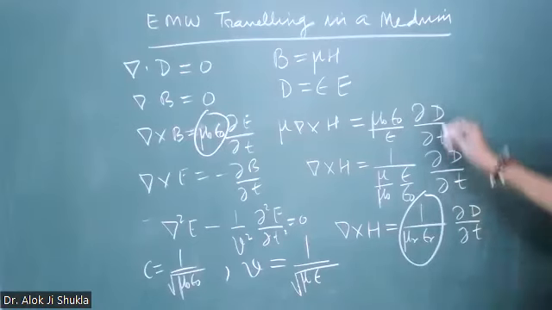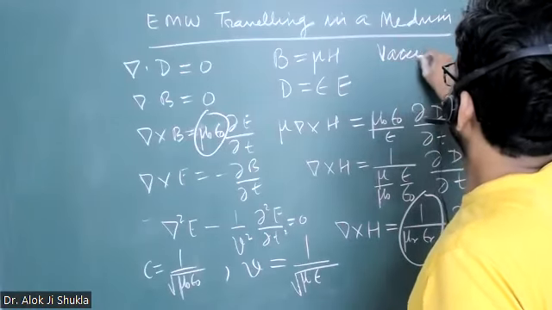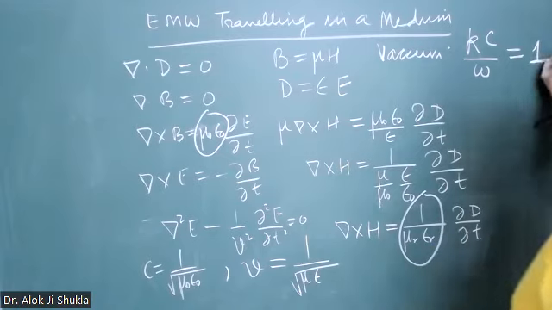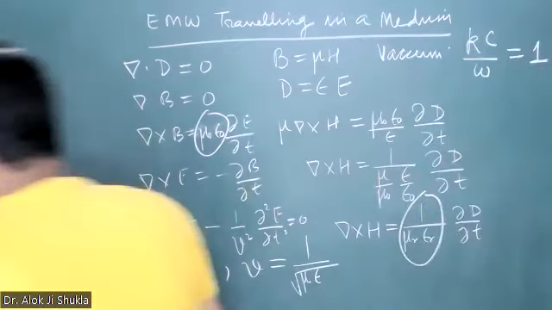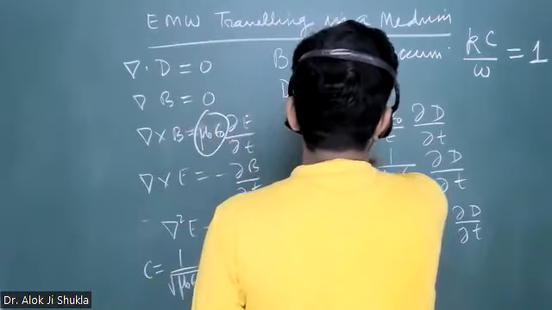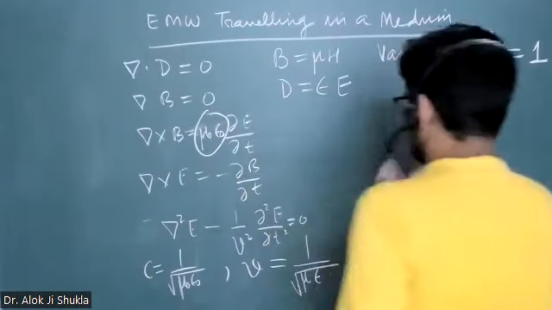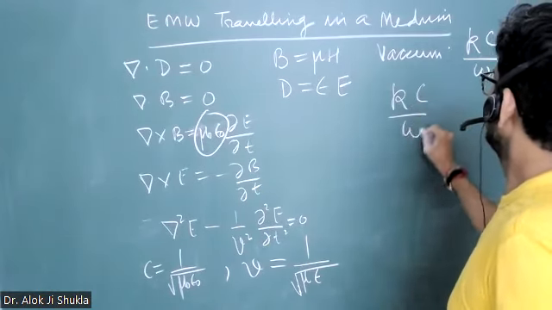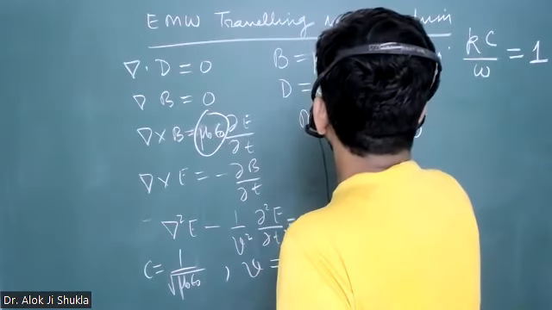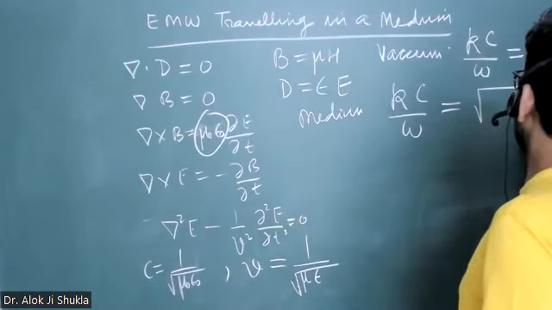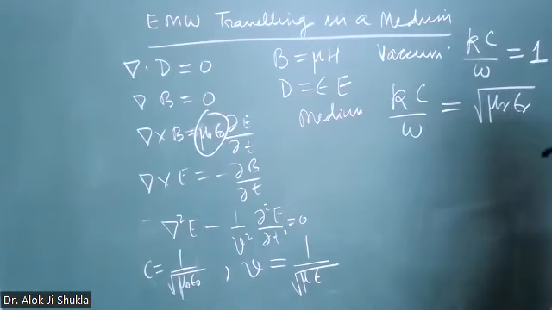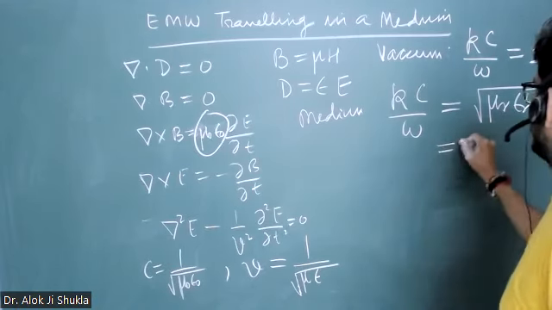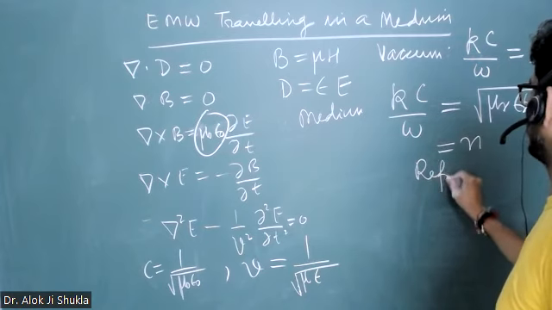So जो पहले वैक्यूम में kc by omega जब तुम कर रहे थे तो it was 1, याद है? In vacuum this was 1. Now this time when you will do kc by omega in medium, you will find under root mu r epsilon r. All right, and this is called small n and this is called refractive index.